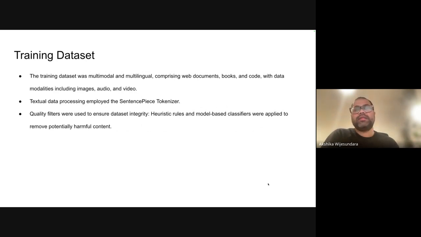But as you saw in the architecture, they've used content that is merged together: audio, video, images, etc. They also mention they've used a SentencePiece tokenizer when processing textual data. They've done multiple quality filters to remove harmful content at the data level, like heuristic rules and model-based classifiers to identify harmful content. Later in the paper they also discuss how they try to identify harmful content in the model by creating custom queries to get the model to respond to harmful queries. If it's found, you can put guardrails in place to reduce this harmful content. So that's the section about the training dataset.